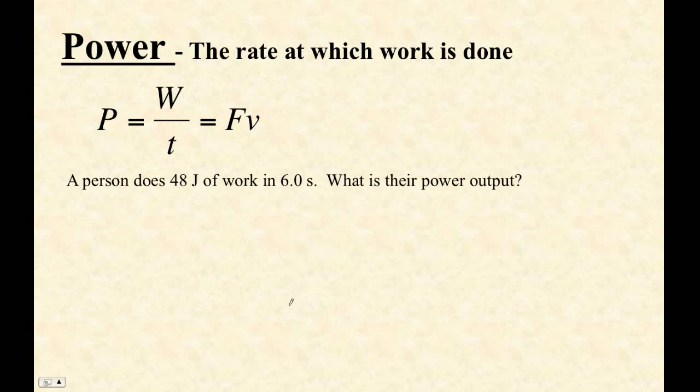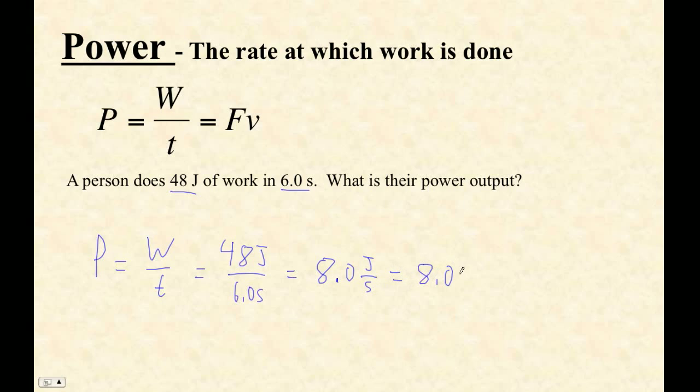Okay, a person does 48 joules of work in 6 seconds of time, right? What's their power output? Well, power is work divided by time, so it's 48 joules over 6 seconds, right? Well, without even using a calculator, I can get that that's 8.0 joules per second. Now, watt is another way to write joules per second.